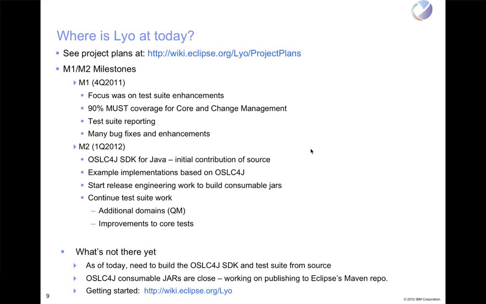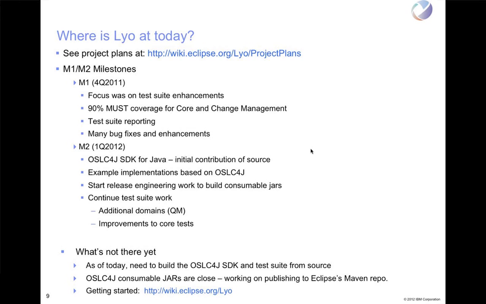So what's not there yet? As of today, you need to download the OSLC4J SDK and test suite from source. So you basically need to create your own clone of the Git repositories that are out there on eclipse.org, download the source, and build it locally. I'll talk a little bit more about that later, but there's a getting started page out on the wiki that tells you how to do that.